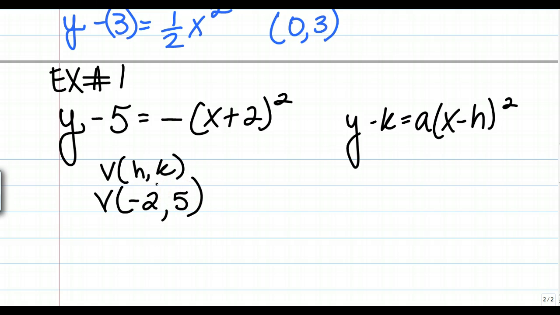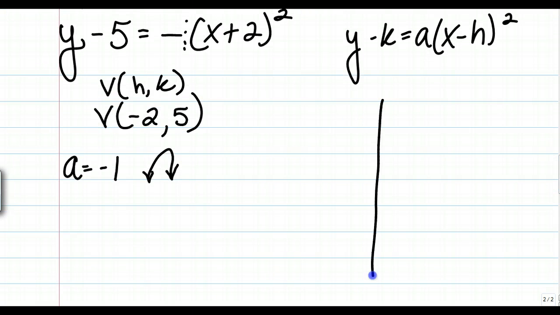Then you need to look at your a. Well, a equals whatever is in front of these parentheses. So really it's an imaginary 1. So we're going to have a negative 1, which means that our parabola is going to be facing downwards because it is a negative number.